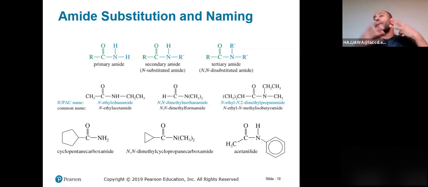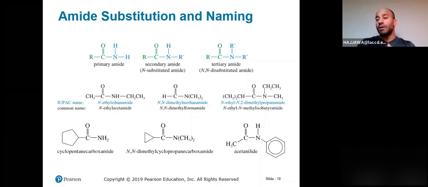That's a propanamide. So I will name them as N-ethyl and 2-dimethyl propanamide. So the propane would be the parent name, and the substituents, whether sitting on the nitrogen or the chain itself, will be prior to the name. Here's another example. I have two methyl groups sitting on the nitrogen, so that's an N,N-dimethyl cyclopropanecarboxamide. So carboxylic acid becomes a carboxamide.